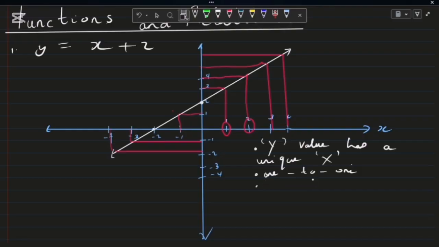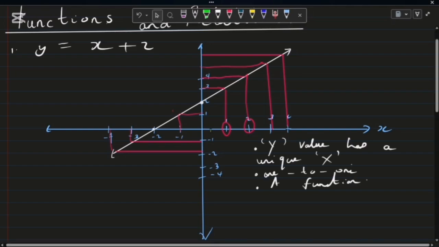Okay, so this is the one-to-one function. It's a function. So it qualifies to be called a function. So this is the first relationship.